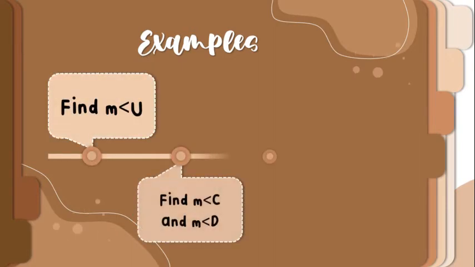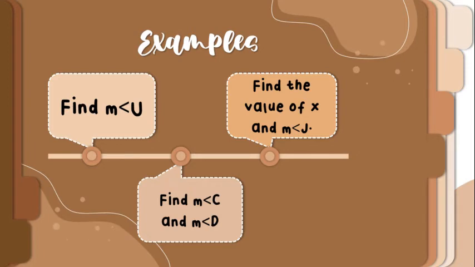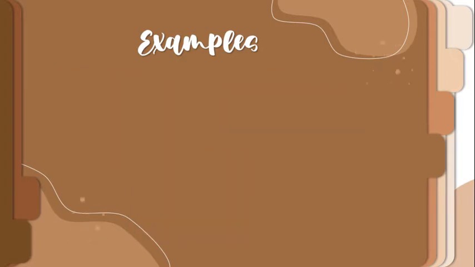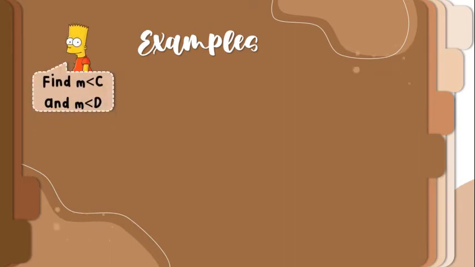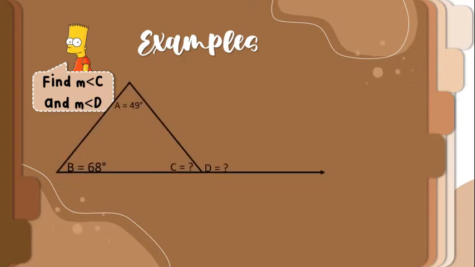Next example is to find the measurement of angle C and the measurement of angle D. It is now the time to answer example number 2. Find the measurement of angle C and the measurement of angle D. This is the figure that requires both measurements of angles C and D. This is triangle ABC.